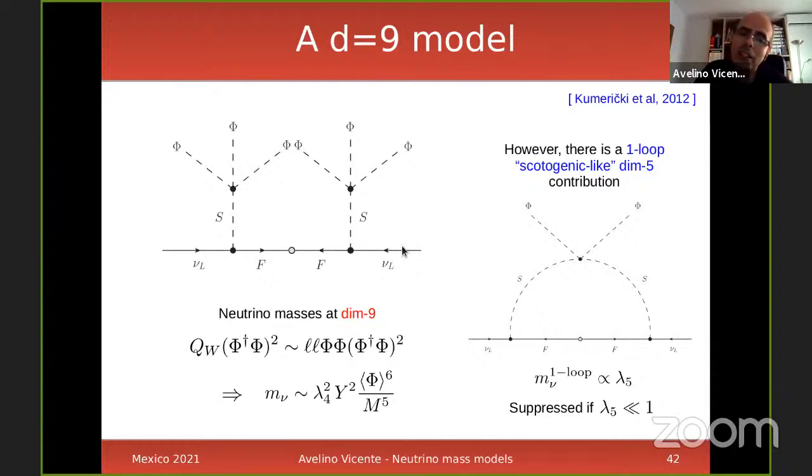to neutrino masses. So as I said, building models that induce neutrino masses with dimension larger than 5 operators is possible, but typically you need to assume that the contributions to lower dimensional operators are suppressed for some reason, either symmetries or you have a small coupling like in this case. So they are not that simple to construct.